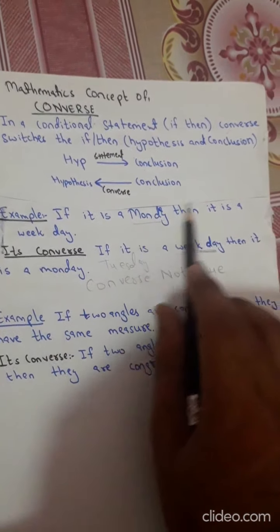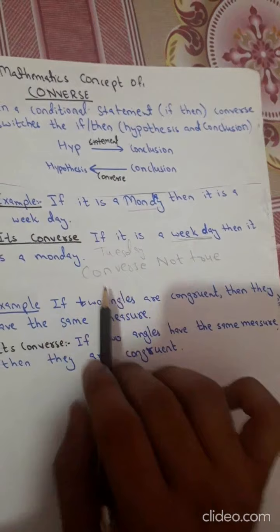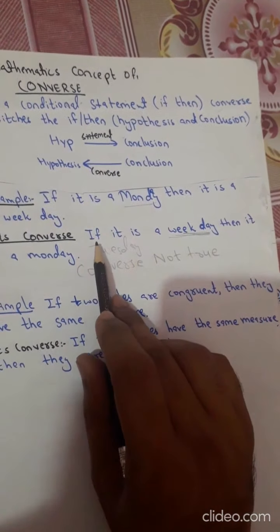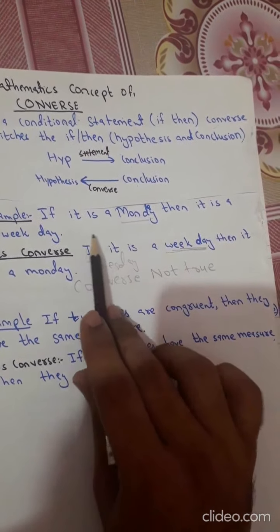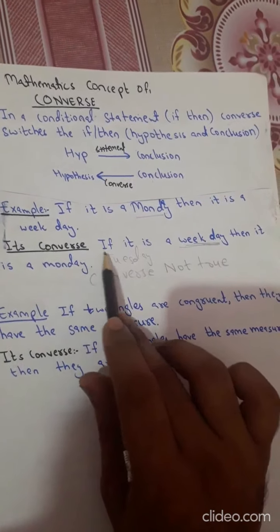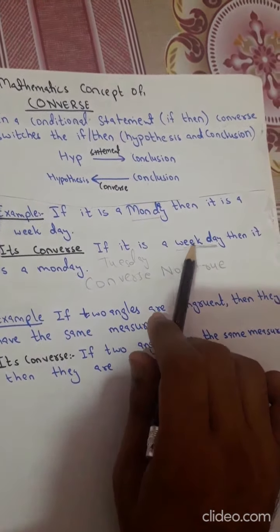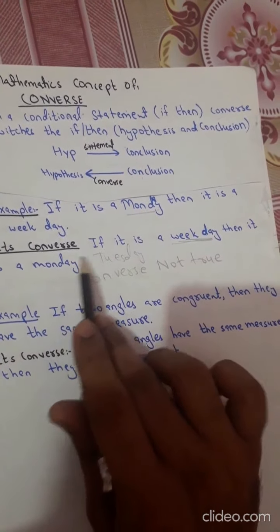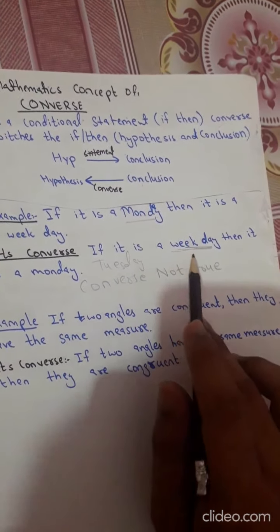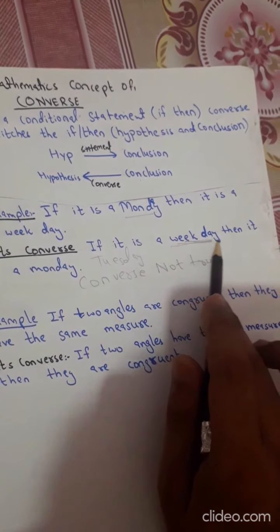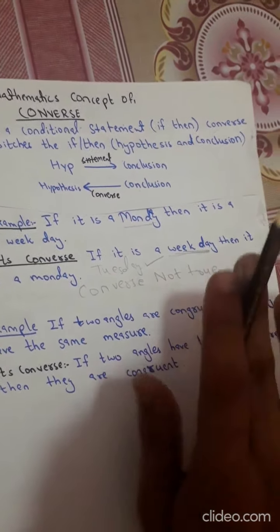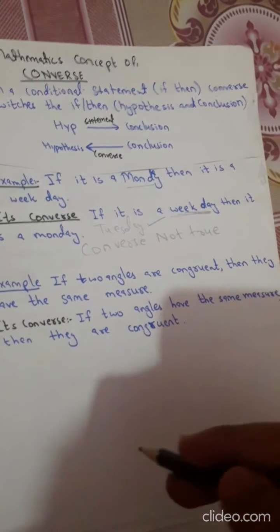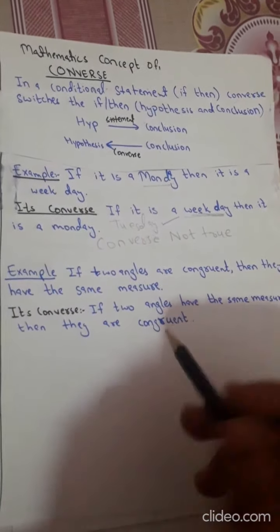If it is a Monday, then it is a weekday. This is a true statement. Its converse is, if it is a weekday, then it is a Monday. Is it necessary that if it is a weekday, then it must be a Monday? Maybe it's a Tuesday. Yes, possible. So the converse is not true here. So a converse may be true or may not be true. We will go to another example as well.